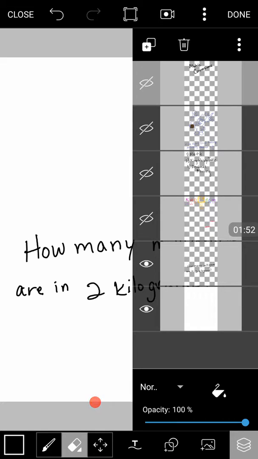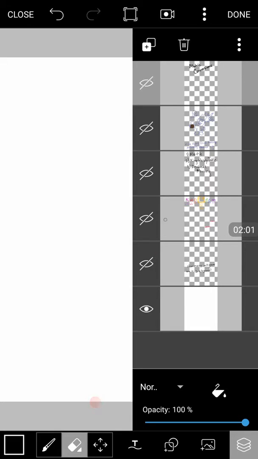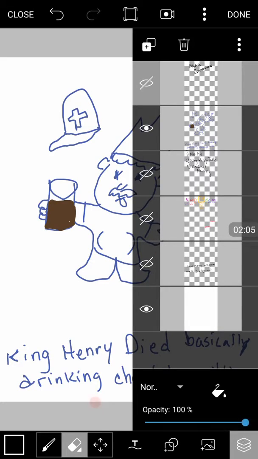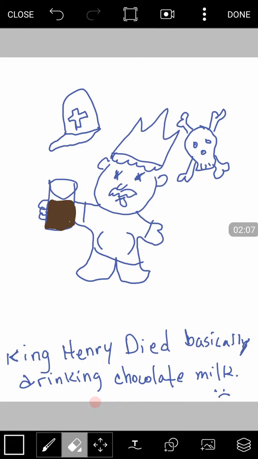To remember all of your prefixes, hopefully you know those prefixes. If not, what I usually use is what I learned a long time ago, like in 2nd or 3rd grade, and that's the story of King Henry. I don't know really who King Henry is, but I heard that he died basically drinking chocolate milk. He was lactose intolerant, and it led to his death, apparently. King Henry died basically drinking chocolate milk.